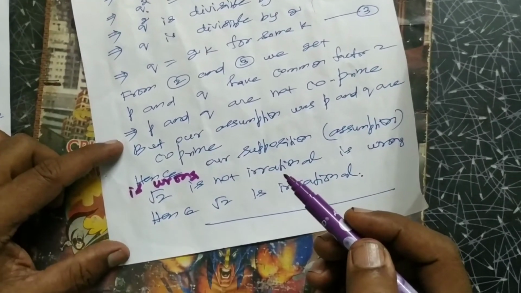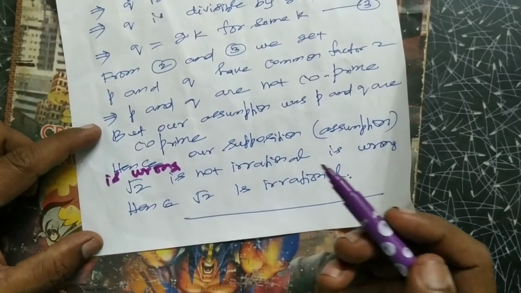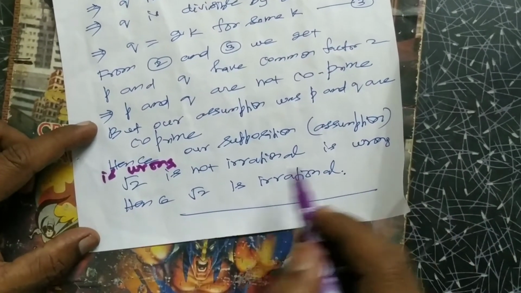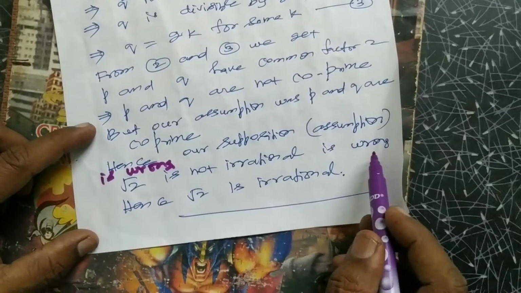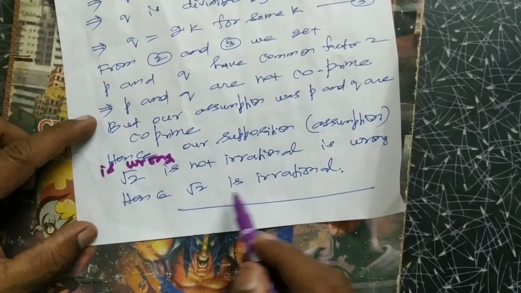Root 2 is not irrational. That is wrong. Therefore, root 2 is not irrational, is wrong. That which is not irrational is wrong, so what will the correct statement be? Hence, root 2 is irrational.